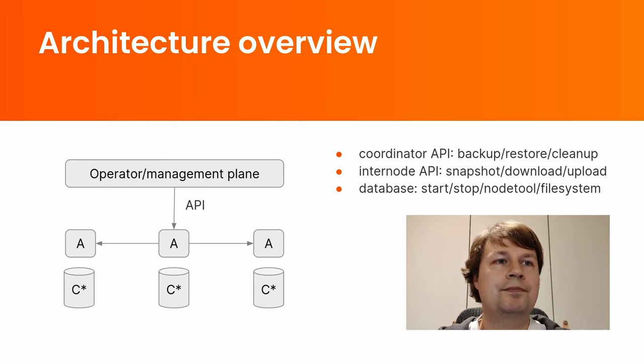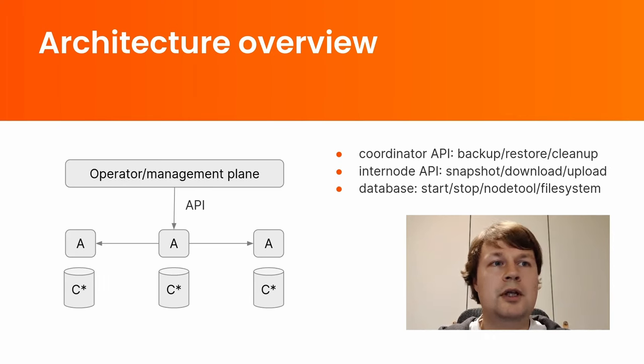From the bird's eye perspective, Astacus is a collection of nodes, the same number of nodes as Cassandra nodes, that interacts with the outside world via the coordinator API. This is the higher level REST-like API of Astacus that includes operations such as backup, restore, and cleanup, basically doing backup retention. To implement those higher level operations, nodes talk to each other via a lower level API. It is also a REST-like API, so the communication happens via HTTP.